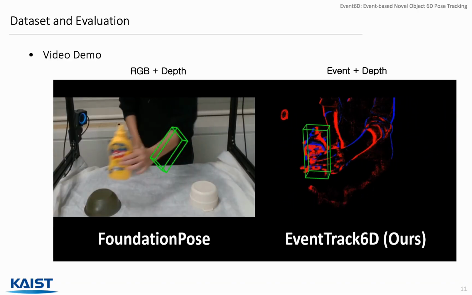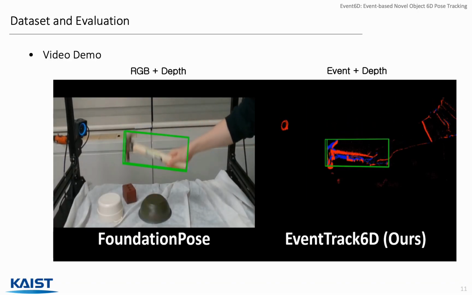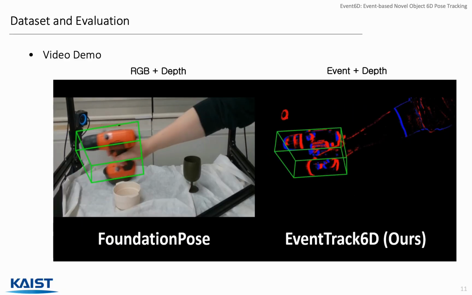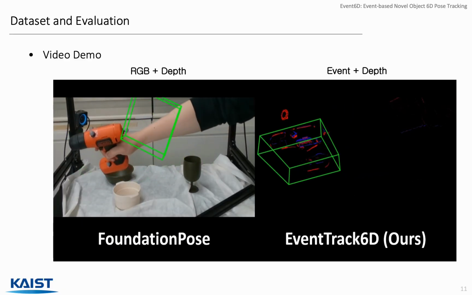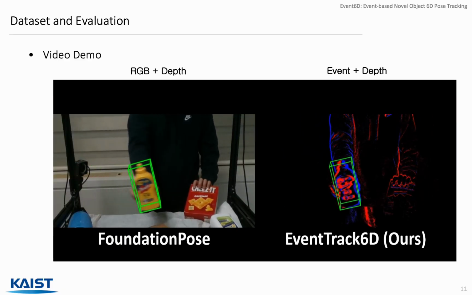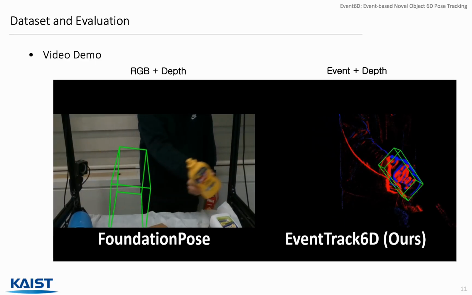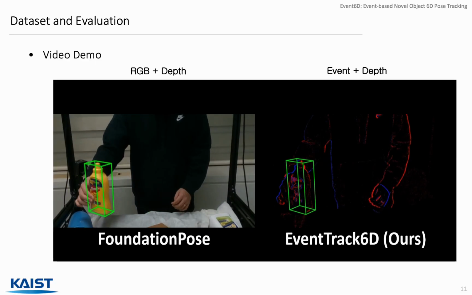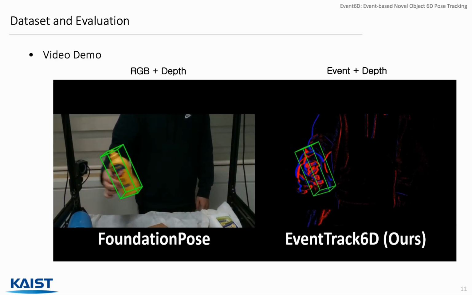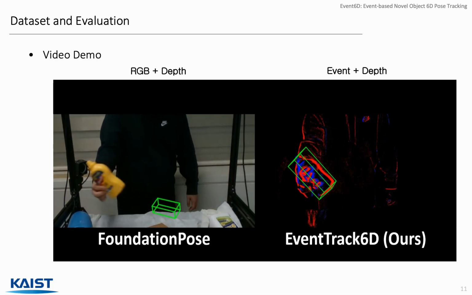A qualitative comparison under rapid motion: FoundationPose drifts due to RGB motion blur, while Event Track 6D continues to track the object accurately. Event Track 6D is the first event-based framework for novel object 6D pose tracking, achieving state-of-the-art accuracy in real time.